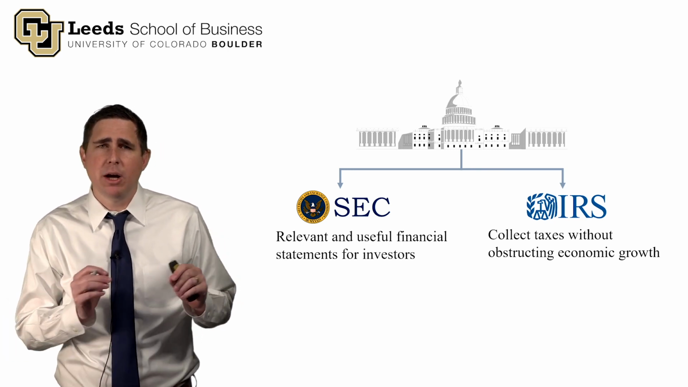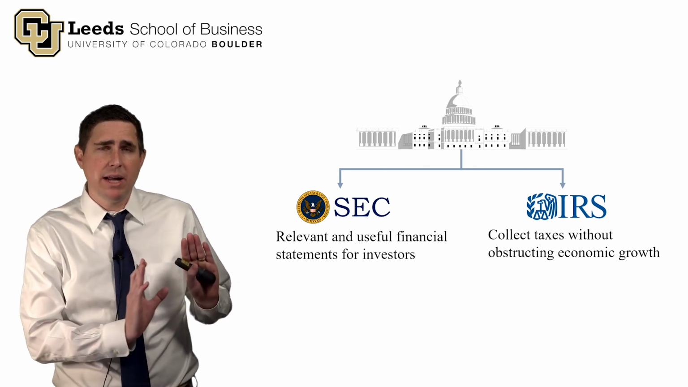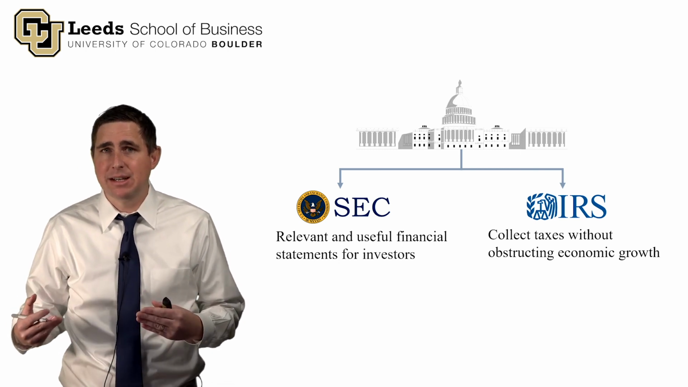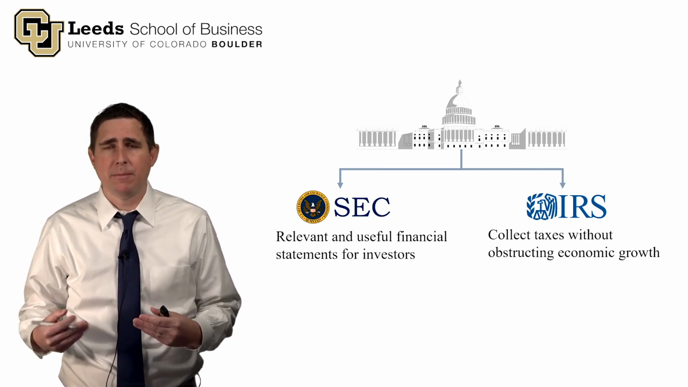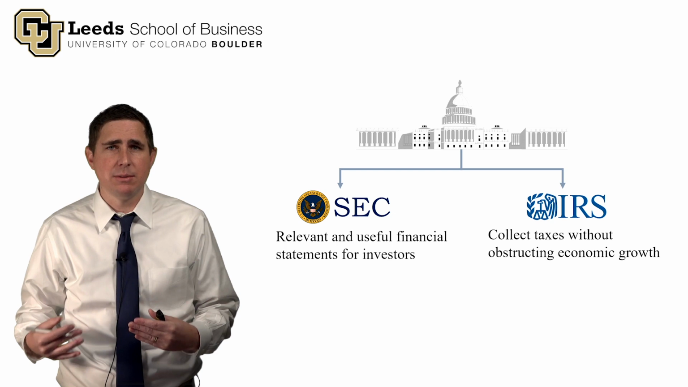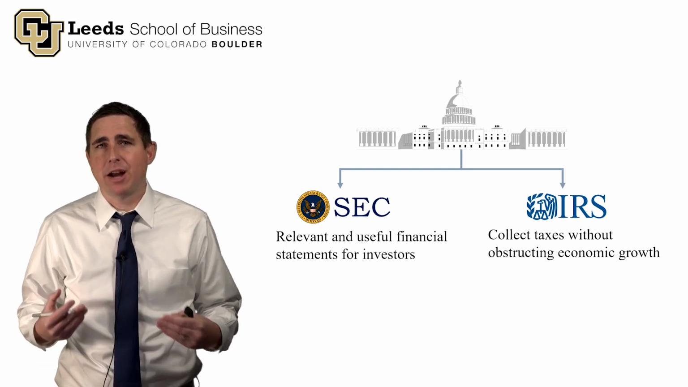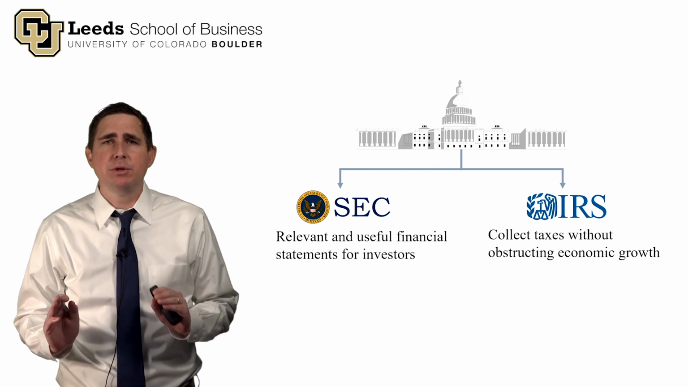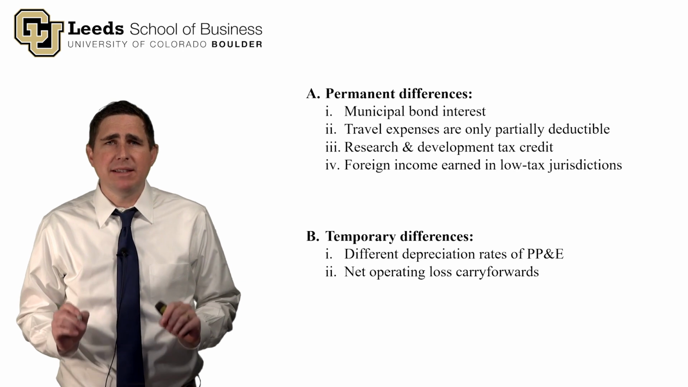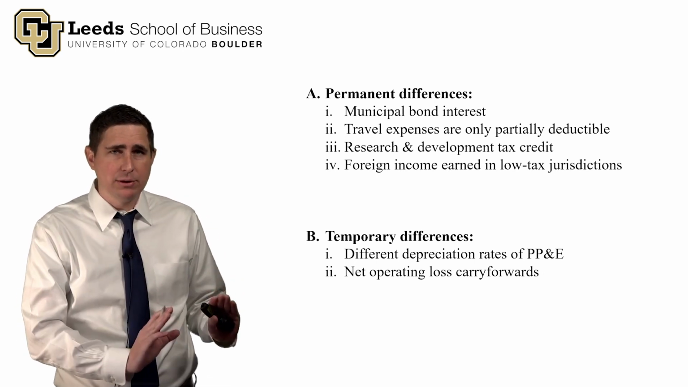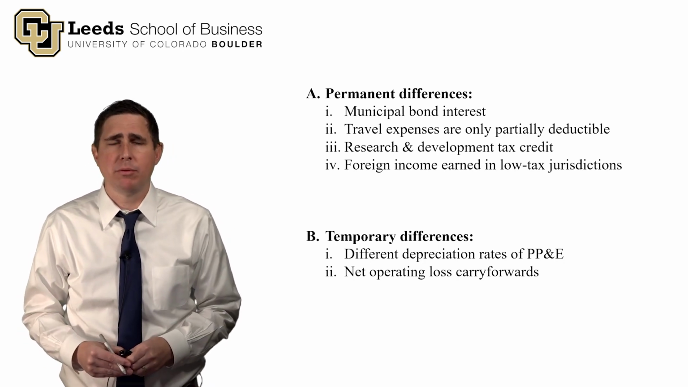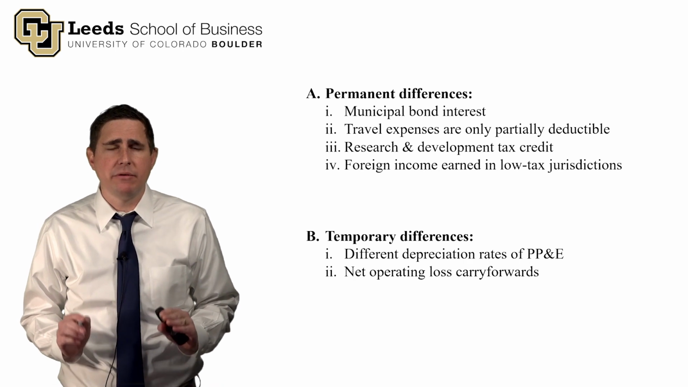The IRS has a different objective from the SEC. The SEC wants financial statements to be useful to investors. The IRS wants to be able to collect taxes, but they don't want to obstruct economic growth. So they don't want to take too much money away from companies so that they don't grow and expand their operations, but they do want to fund the government. And so they kind of have a balancing act. And these different objectives give rise to different accounting rules. And we separate these differences between GAAP accounting rules and IRS tax accounting rules into two categories, permanent and temporary. Let me just go through some examples of each of these categories.